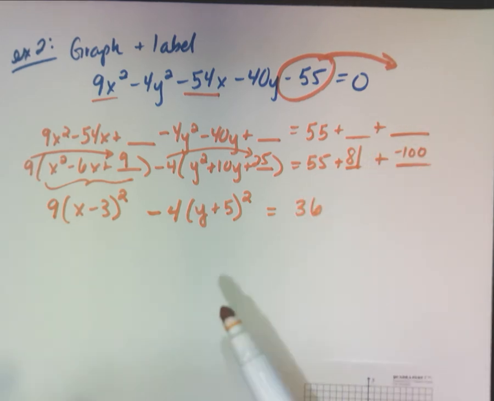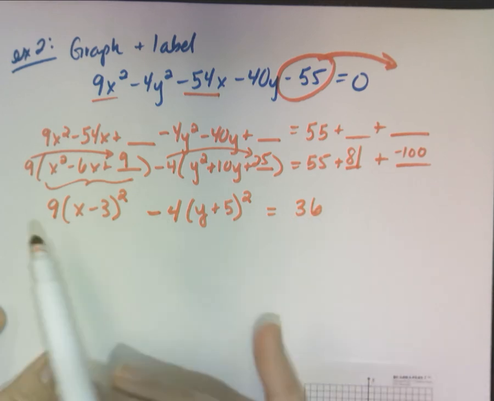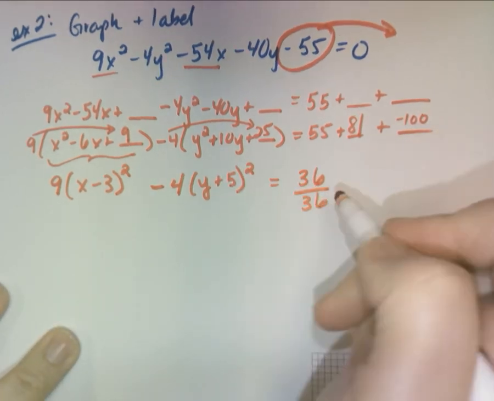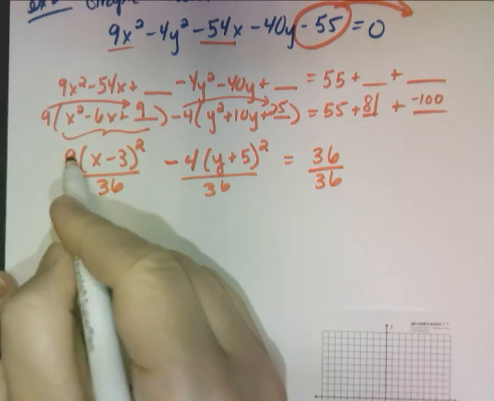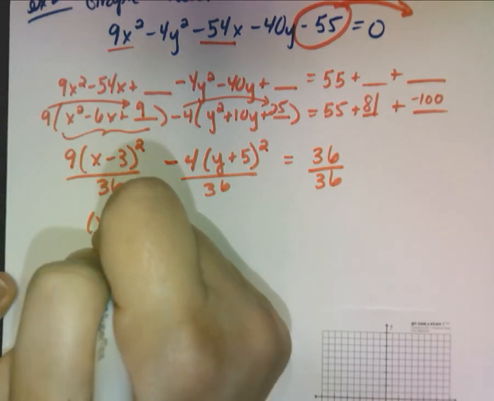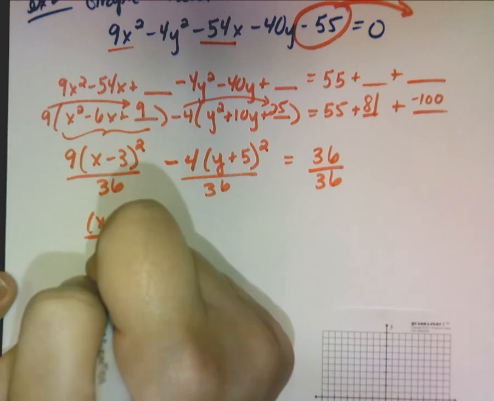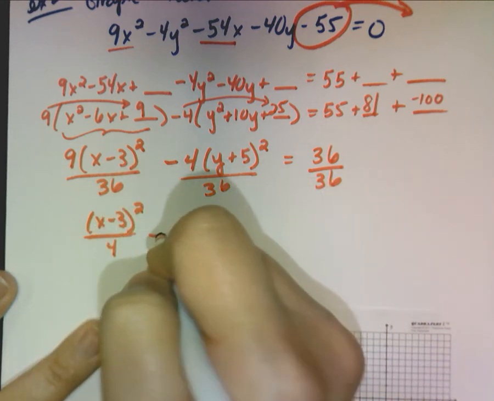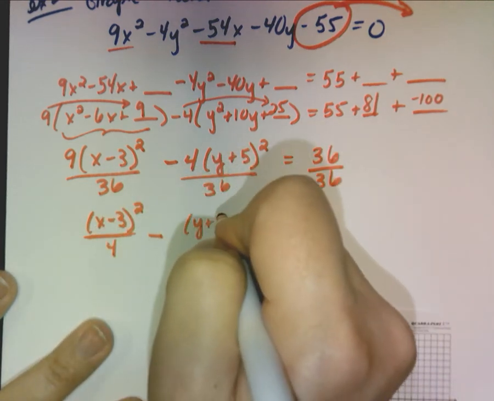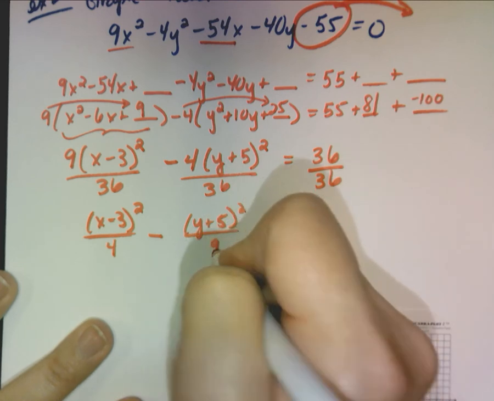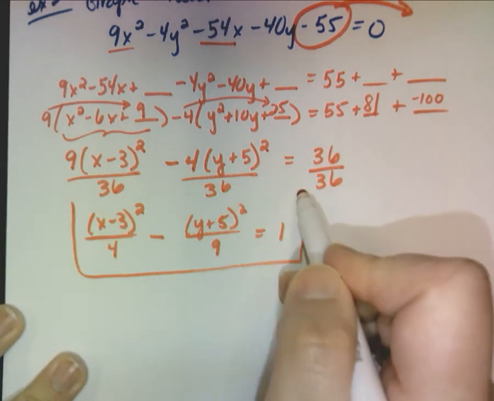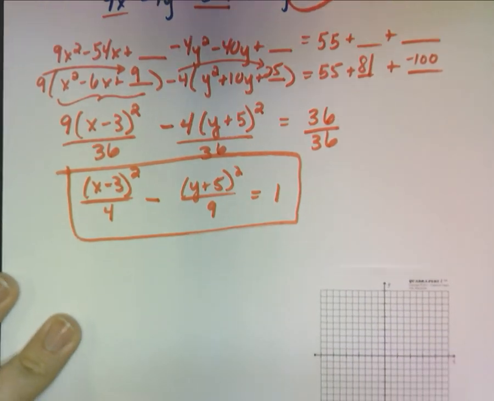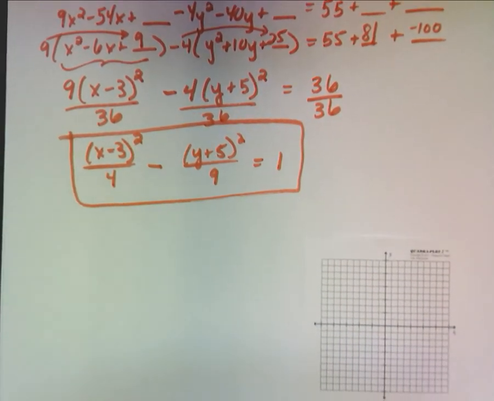And then to be a hyperbola, you have to divide and set it equal to 1. So let's divide by 36. And these should reduce. So it's x minus 3 squared over 4 minus y plus 5 squared over 9 equals 1. So we are now going to graph this and label all the parts. If you want to stop and graph it yourself right now, you can.